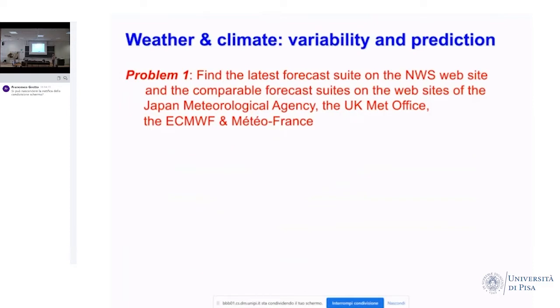So find the latest. On the previous slide I put the word historic. I think I found that slide in 2014, when I gave this course in London. I'm sure it's not exactly the same today because these things change as computers become bigger, satellites provide more detail, and even people get better ideas. So find the latest forecast feed on the National Weather Service website and the comparable forecast feeds on the websites of the Japan Meteorological Agency, the UK Meteorological Office, the European Center that you'll know about, Meteo France.